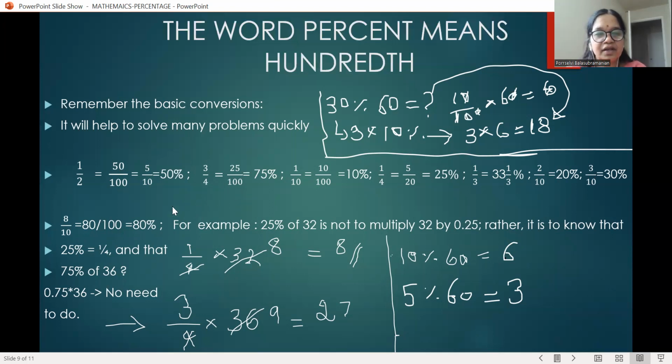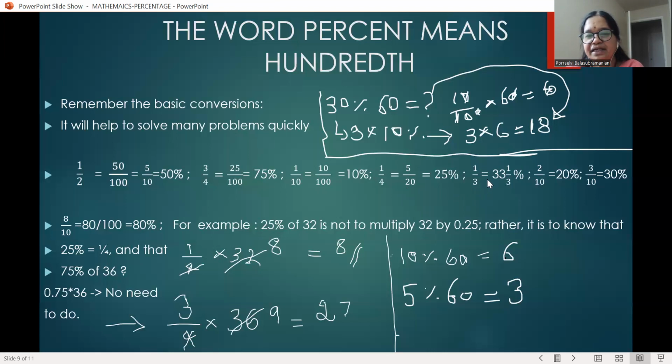You can write 50%, 50 divided by 100. Also 5 divided by 10, if you simplify, you will get 1 by 2. It means 50%. Another one is 3 by 4, which is 75%. So 3 by 4 is equal to 75 divided by 100, and if you simplify, you will get 3 by 4. It means 75%. Okay. 1 by 10 is 10 by 100, which is 10 percent. Another one, 1 by 4 is equal to 5 by 20, which equals 25%. When you simplify 5 by 20, you will get 1 by 4.